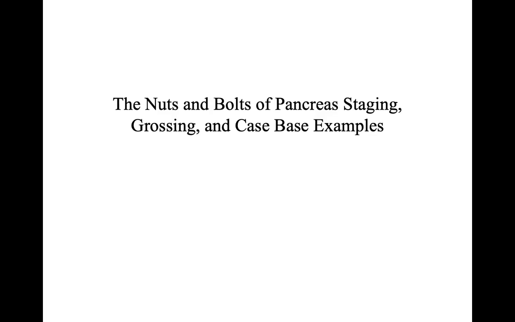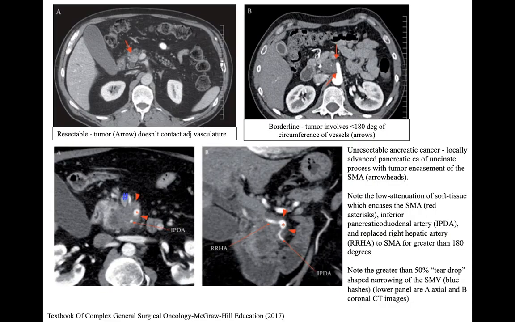For this presentation, we'll talk about the nuts and bolts of pancreas staging, grossing, and have some case-based examples coming up. So let's begin. The majority of the specimens that we receive in the gross room are actually from a minority of the patients with pancreatic cancers, because whenever a patient is diagnosed with a pancreatic neoplasm, the disease is often significant enough that they will not go for a resection. It's actually quite a minority of patients who are medically able to tolerate a resection.